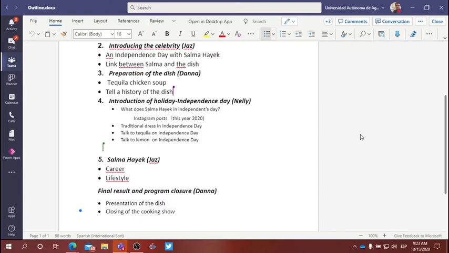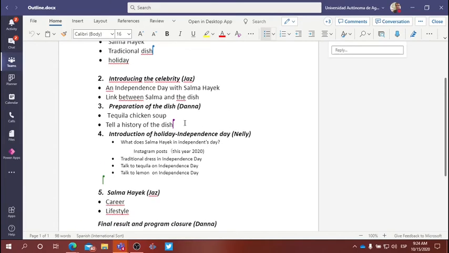Now, there's another aspect, the cultural aspect. Maybe the cultural aspect is the overall theme and purpose of all of this. Maybe there are cultural aspects of Salma's lifestyle, and you just talk about her lifestyle, and within it there's a lot of cultural richness that relates to Independence Day, the holiday, and the dish.